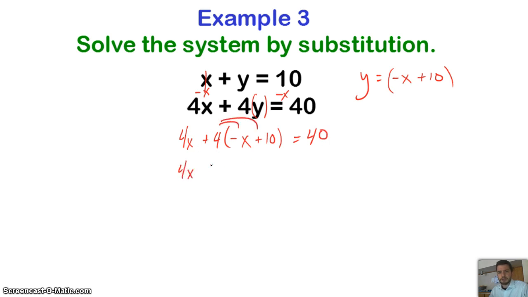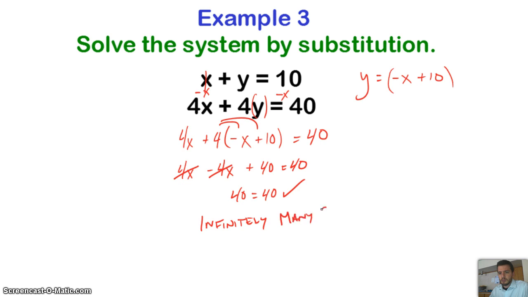So 4x minus 4x plus 40 equals 40. All right, so something's fishy here, if you can't tell. 4x minus 4x is just 0, so that cancels. So I'm left with just 40 equals 40. Well, does 40 equal 40? Well, class, yes it does. All right, so this is a true statement. When you get a true statement, it is infinitely many solutions. And that is going to be a dependent system.